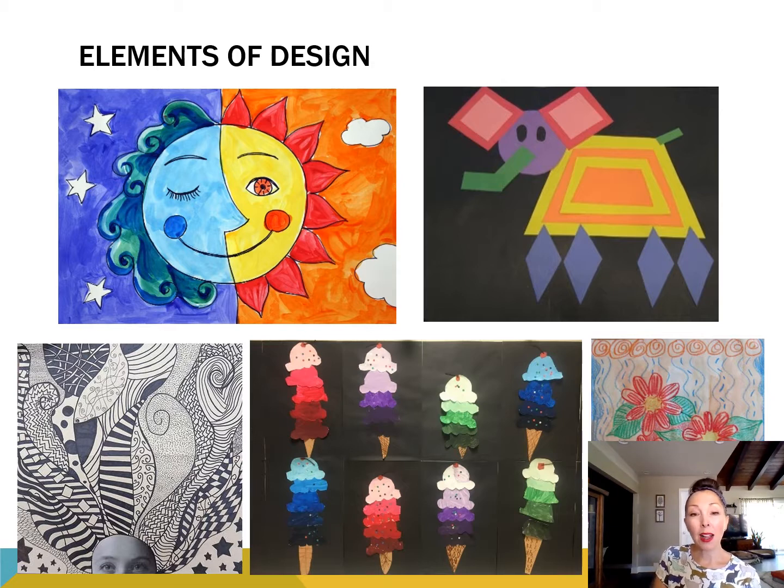The first one being color. They learn about warm colors and cool colors and how perfect to have the warm colors for the sun and the cool colors for the moon. They learn about shapes and that everything around them in the world is a shape. There's squares and circles everywhere. We have them cut out geometric shapes and make their own picture purely out of shapes.